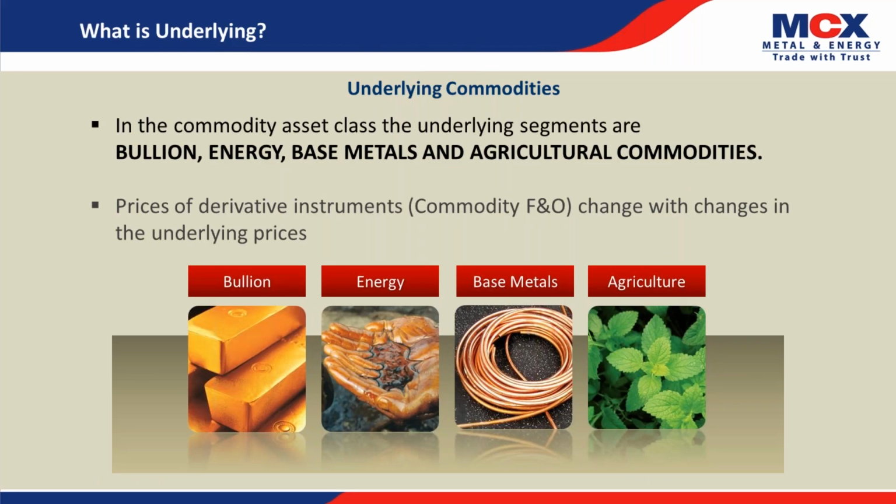So we have been using the word underlying. Underlying is basically the commodity in that commodity asset class. The underlying segments are the bullion, energy, base metal, and agriculture commodities. So when I'm talking about underlying here, I'm talking about the spot price or the physical market price. In the bullion segment, the underlying could be silver or gold. In the energy segment, the underlying could be crude oil, natural gas, electricity, coal, and in the base metal segment, you could have zinc, lead, copper, nickel, aluminium.